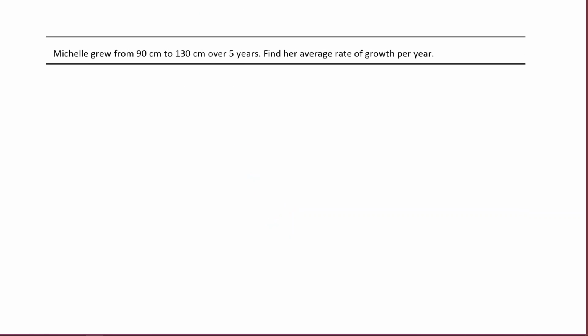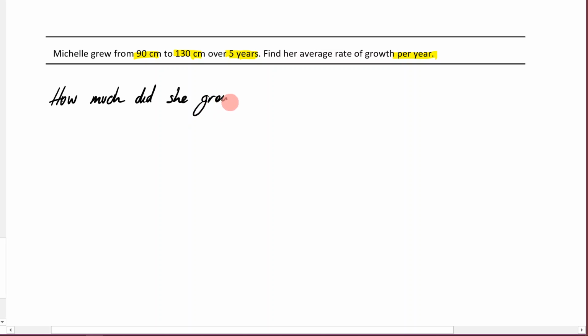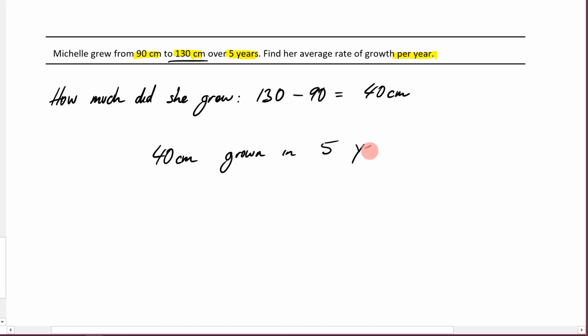We're told Michelle grew from 90 centimeters to 130 centimeters over 5 years. Find her average rate of growth per year. So, first thing we have to ask, how much did she grow? Well, if she's now 130 and she was 90, that means she has grown 40 centimeters. So I would say 40 centimeters grown in 5 years.